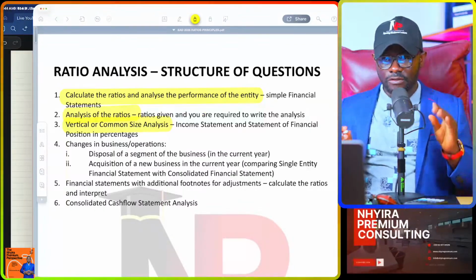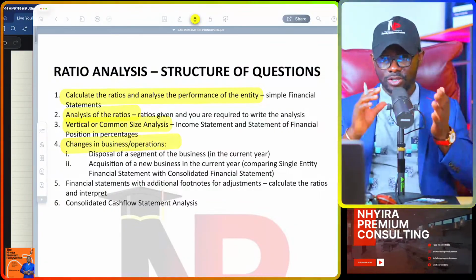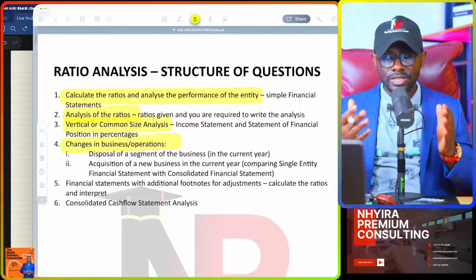The fourth styling of question is going to be where there are changes in business or changes in operations. What does this mean?